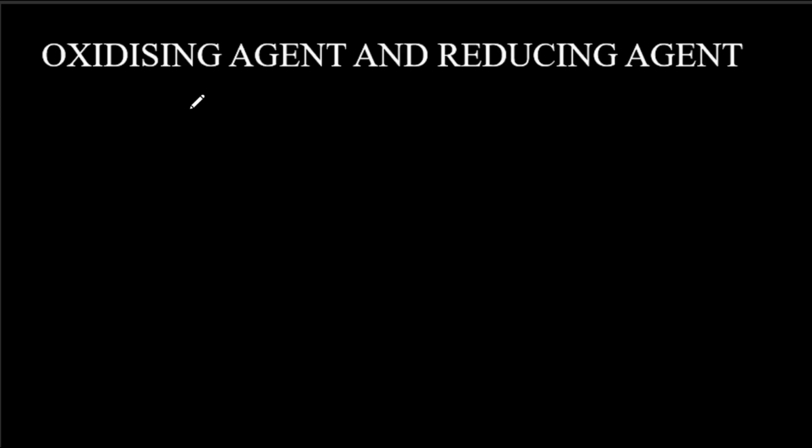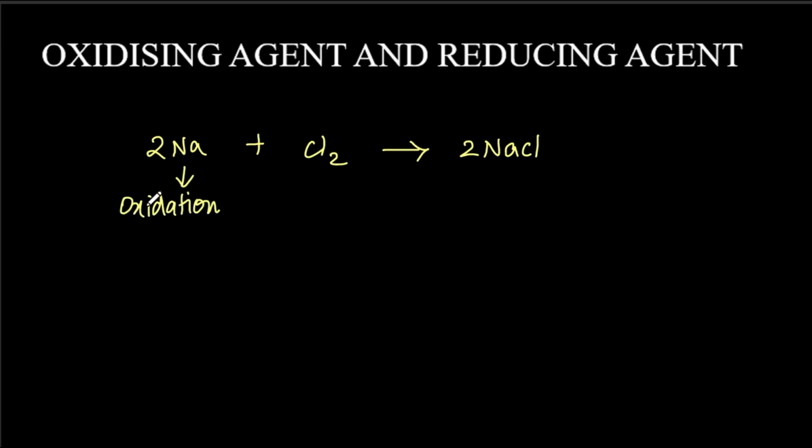Now let us see the concept of oxidizing agent and reducing agent. By taking the same example, 2Na plus Cl2 gives 2NaCl. We already saw that for sodium, oxidation takes place. What is oxidation? It is loss of electron.